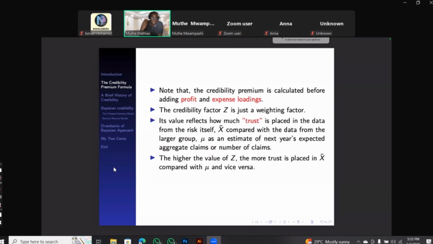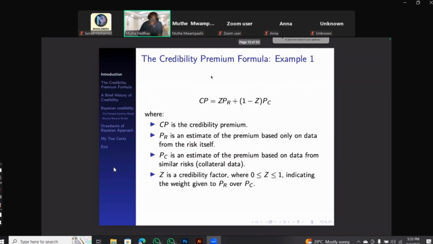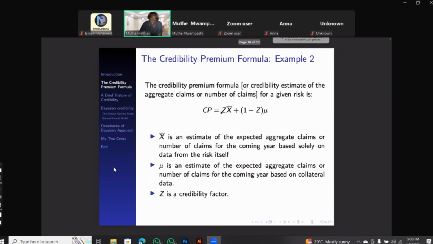Okay, so this is what I was saying, before you adjust for profit and loadings, and then this Z actually reflects how much trust is placed in the data from the risk itself. Right? Remember Z, this is Z. Z corresponds to the sample mean. That is to say, Z is actually the weighting factor related to the sample mean. It's actually very important when we start to interpret the parameters, especially Bayesian credibility.